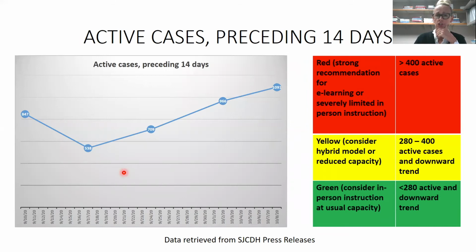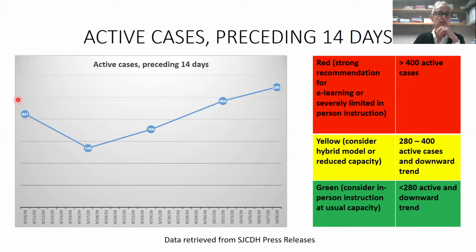Our next chart here talks about the active cases for the preceding 14 days. This is very similar to how the new cases are calculated. This is looking at the number of active cases on each day of the 14 preceding days, and then taking the average. So again, let's look at this chart.